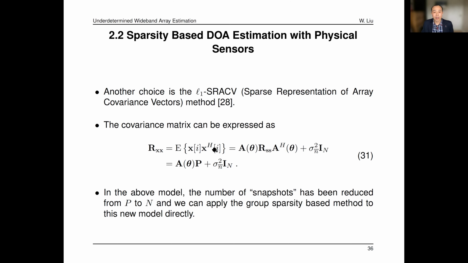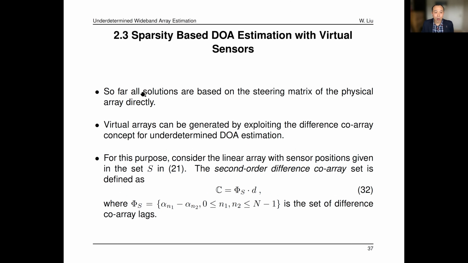So these methods are all based on the steering matrix of the physical sensor array. So far, all the solutions introduced here are based on the steering matrix of the physical array directly. Actually, virtual arrays can be generated by exploiting the difference coarray concept for underdetermined DOA estimation. So what is the difference coarray concept?